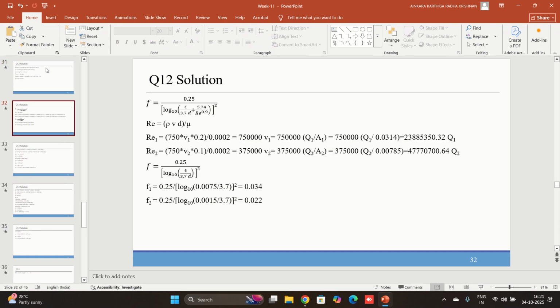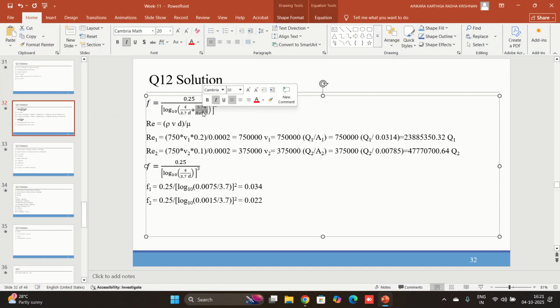We'll come back there actually. Where we were, we'll just neglect this particular term because Reynolds number is a very high value. So when it goes in the denominator, that number will be significantly small, so it won't affect us much. I'll show you how it doesn't affect much in the later steps, after we calculate the values. So f1 and f2 we can calculate now, because it is 0.25 divided by log base 10 of epsilon by 3.7d, the denominator whole square.